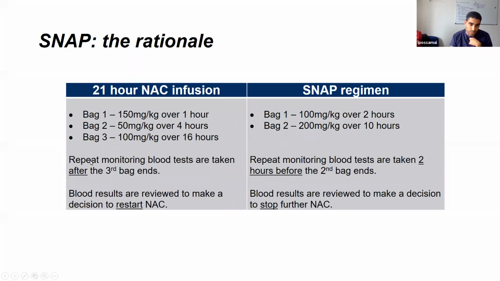Whilst in the 21-hour regimen, you take the repeat blood test after the infusion is finished, and then you review the results to make a decision whether to restart NAC. In their suggested new protocol, they suggested taking blood tests 2 hours before the infusion finishes, and then reviewing the results to make a decision about stopping NAC.